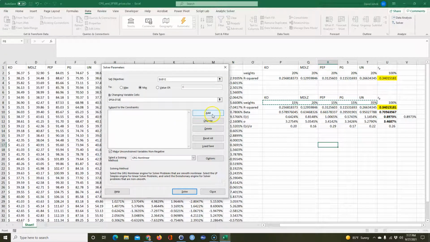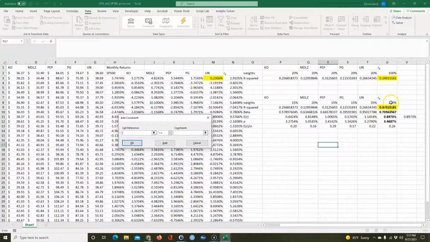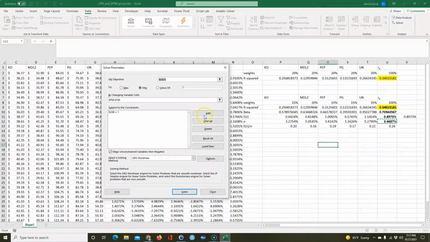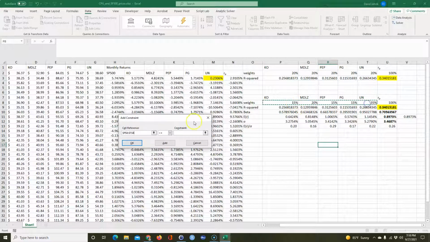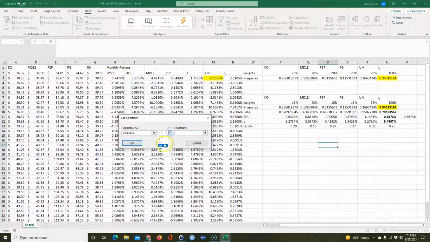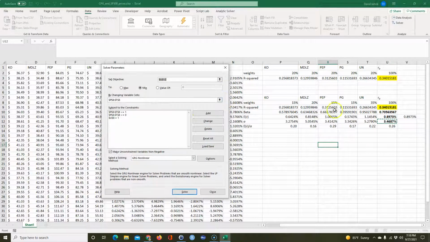And I want to add some constraints. I want to say that this has to equal 1 because I only use 100% of my money. And I also want to add some more constraints. I want to say all these are less than or equal to 1, and I also want to say all these are greater than or equal to 0. So I just want to make sure these weights don't go crazy and go outside of those bounds. And again, we want to minimize that risk.